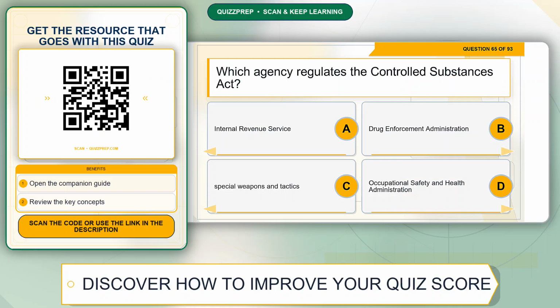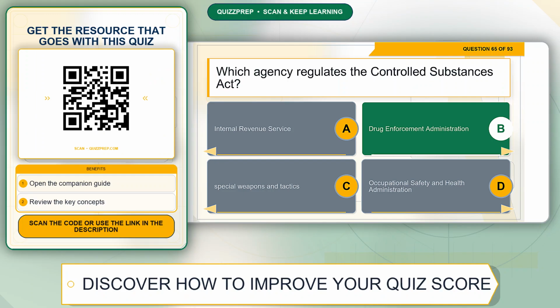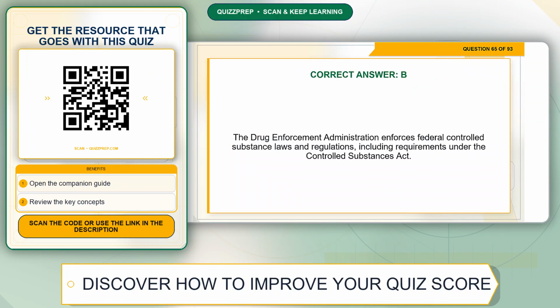Question 65. Which agency regulates the Controlled Substances Act? Option A, Internal Revenue Service. Option B, Drug Enforcement Administration. Option C, Special Weapons and Tactics. Option D, Occupational Safety and Health Administration. The correct answer is option B, Drug Enforcement Administration. Explanation. The Drug Enforcement Administration enforces federal controlled substance laws and regulations, including requirements under the Controlled Substances Act.